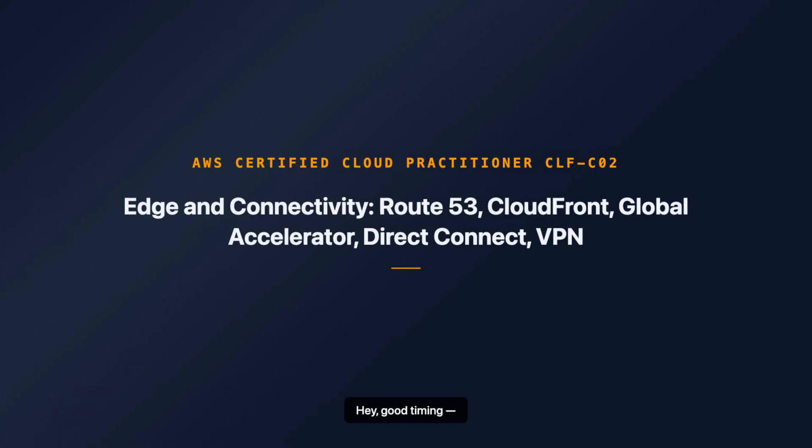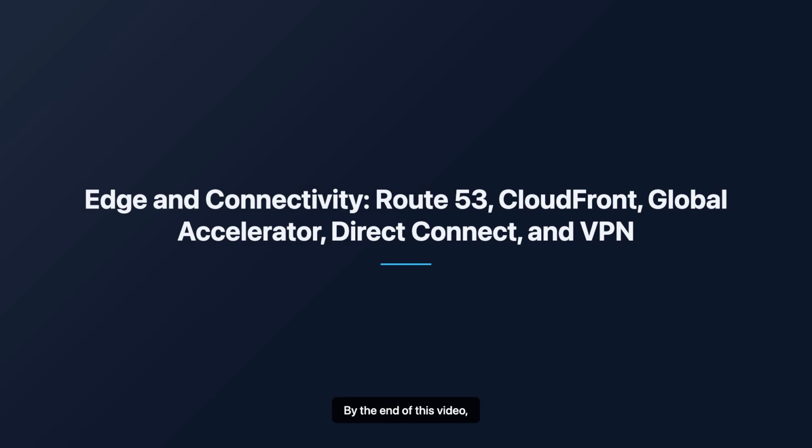Hey, good timing. Today's video on Edge and Connectivity, Route 53, CloudFront, Global Accelerator, Direct Connect, VPN connects dots from the last few lessons into one clean picture. Let's go. By the end of this video, you'll know exactly which Amazon Web Services Edge service to reach for when global users start hitting your app, and which connectivity option to pick when an office needs a secure pipe into Amazon Web Services.